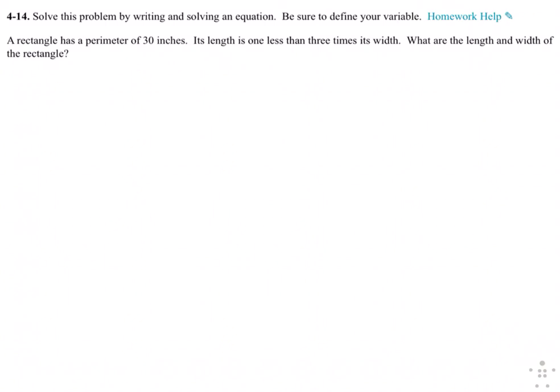Okay, for 14, they want us to solve this problem, and they tell us, so let's look at some of the key information. They say the rectangle has a perimeter of 30 inches. The length is 1 less than 3 times the width. And then what are the length and the width, right?